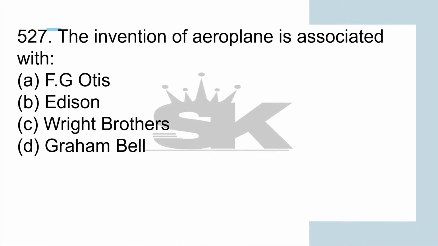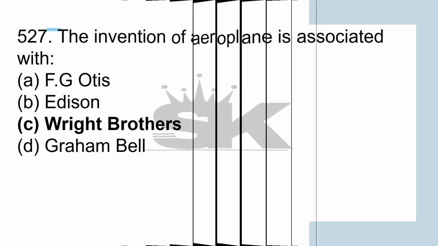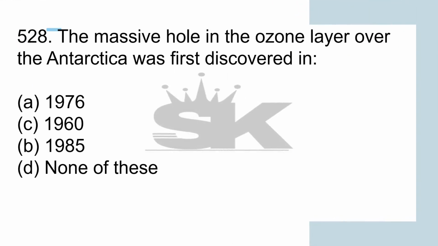The invention of the aeroplane is associated with the Wright brothers. Next one. The massive hole in the ozone layer over the Antarctica was first discovered in 1985.